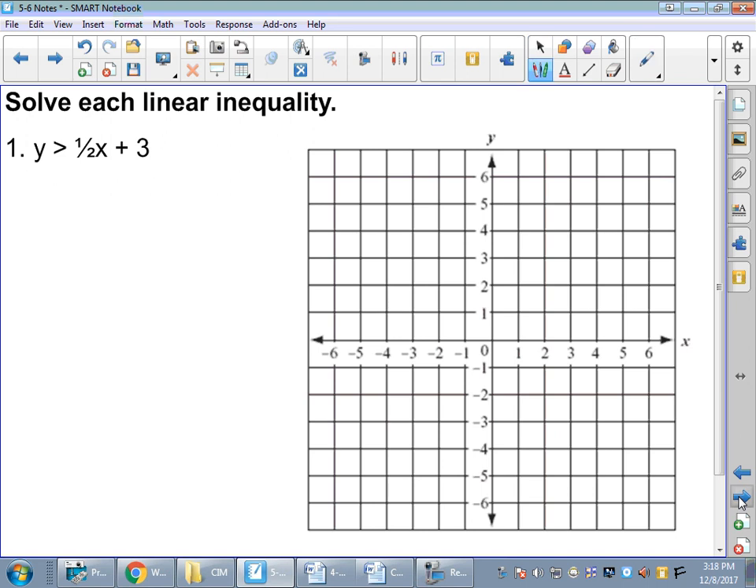I think it's good to have your notes open to that page. Follow the step by step. I've got y greater than 1/2 x plus 3. The very first step tells me to rewrite that as an equation. I'm not going to get rid of the inequality. I have to reference it later, but I need to draw my boundary line.